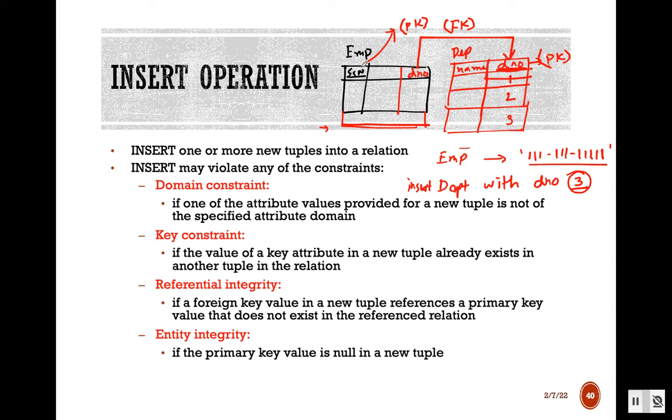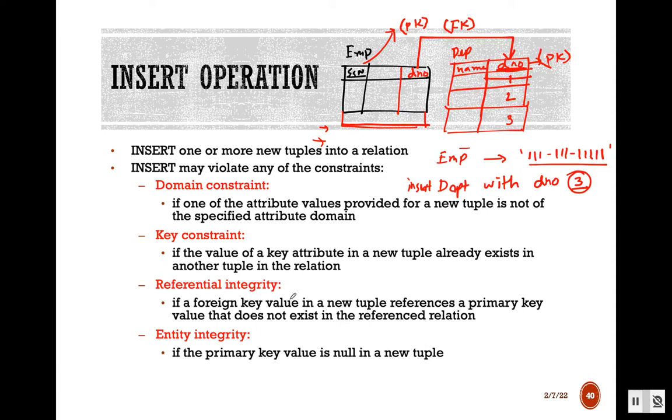Same for here. If I am going to insert an employee record with the same SSN, that will violate the key constraint. So the default action from the database, you may find out, is that it is going to reject the operation and say that it is violating a key constraint, the employee already exists or the department already exists.